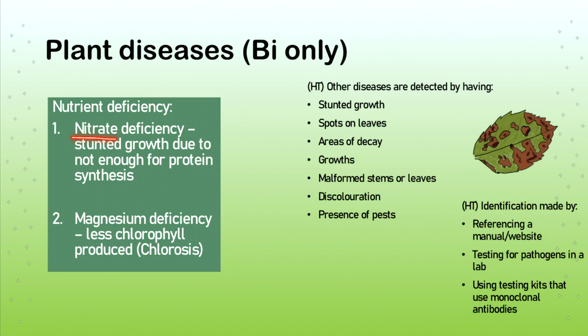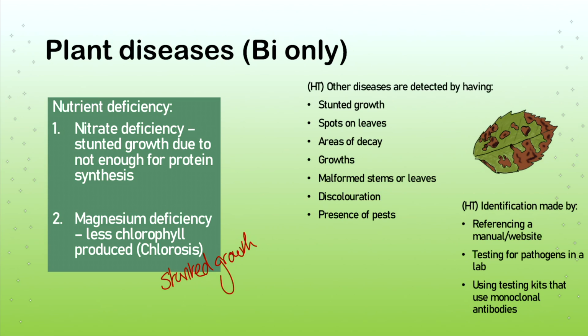Nitrates are used to make protein. If we don't have enough nitrate, plants end up with stunted growth because there's not enough available for protein synthesis. And magnesium is used to make chlorophyll, so if there's less magnesium, less chlorophyll is produced. It leads to something called chlorosis, which means that the plant will have stunted growth because there is not as much photosynthesis going on, and therefore it can't grow as tall. It's because it's not got enough glucose being produced.